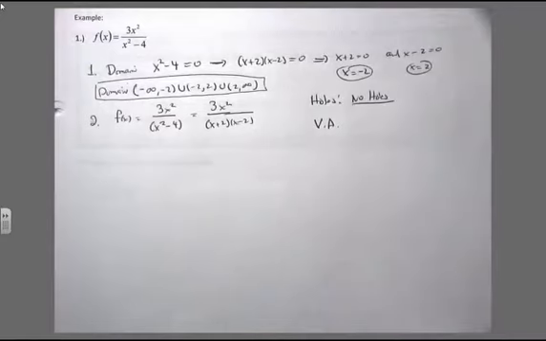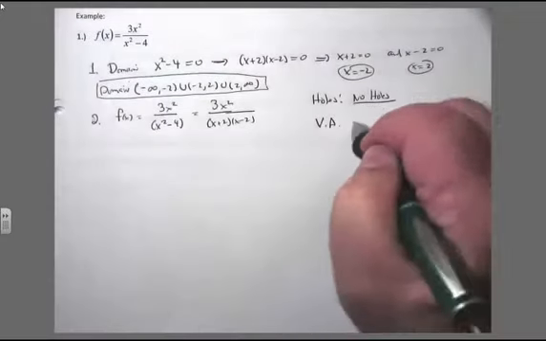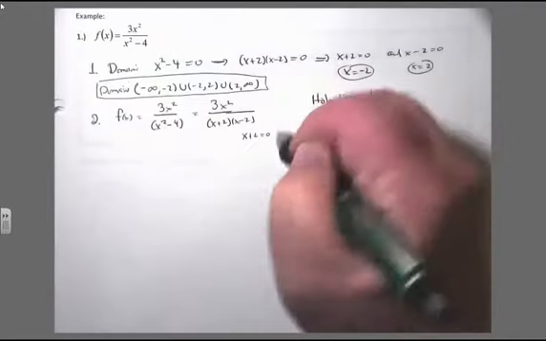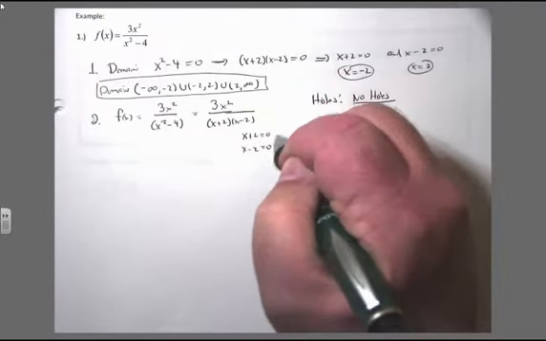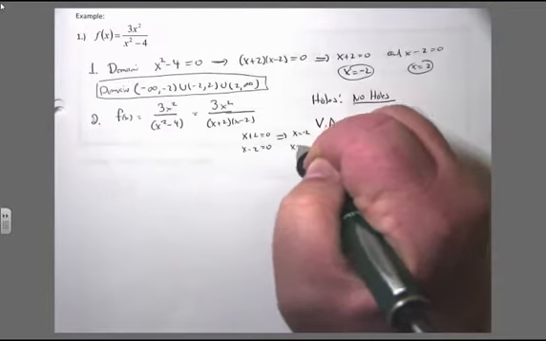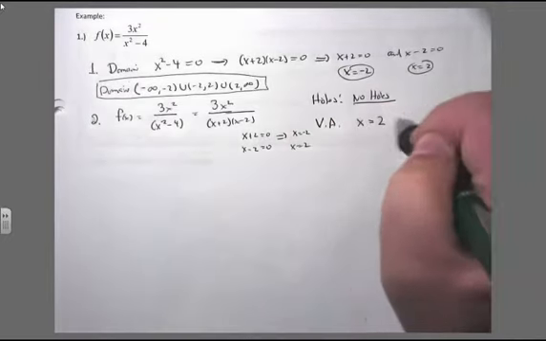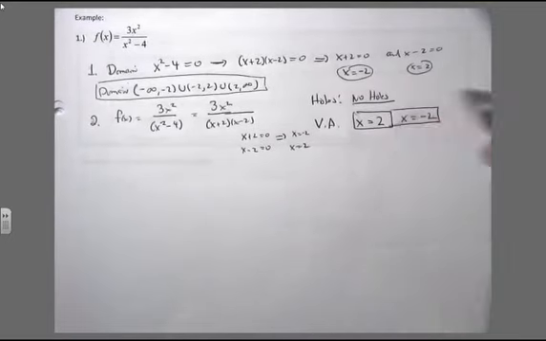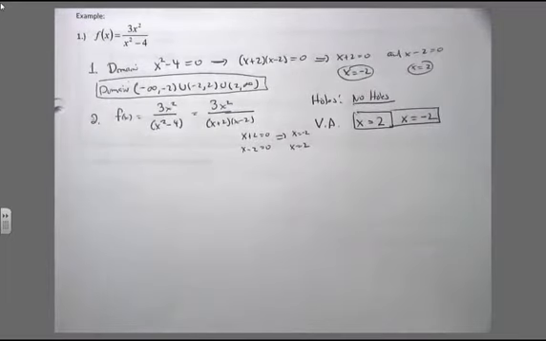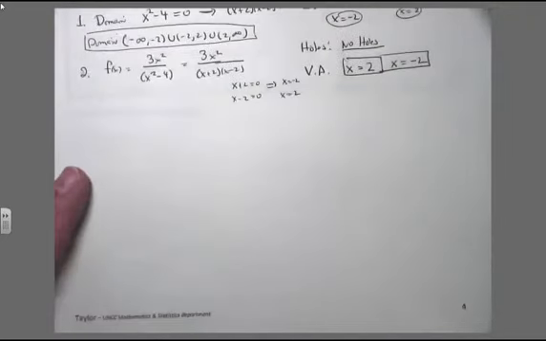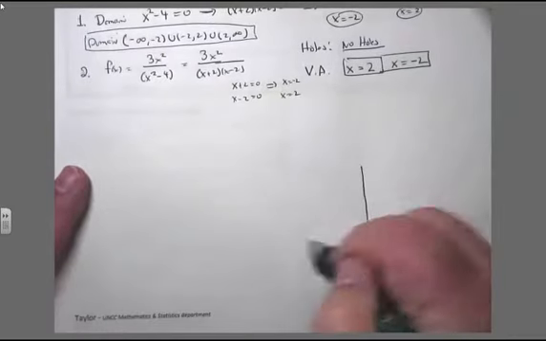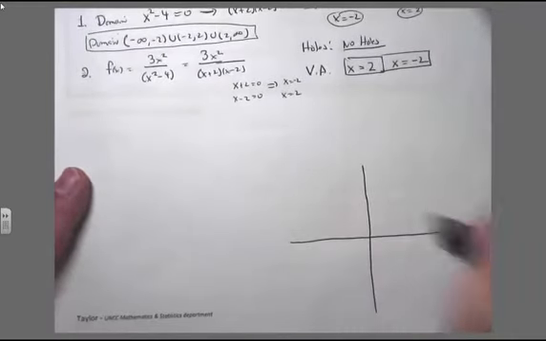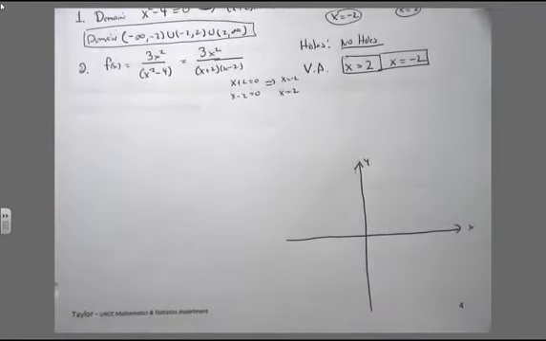None. What about vertical asymptotes? Well, you just set the denominator, x plus 2 equal to 0, and x minus 2 equal to 0. That gives me x equals negative 2 and x equals 2. Those are my vertical asymptotes. There are 2 of them. Okay? So while we're at it, let's go ahead and start the process of graphing this thing, because that's part 8, to graph it. So every time you discover something or other, write it down.